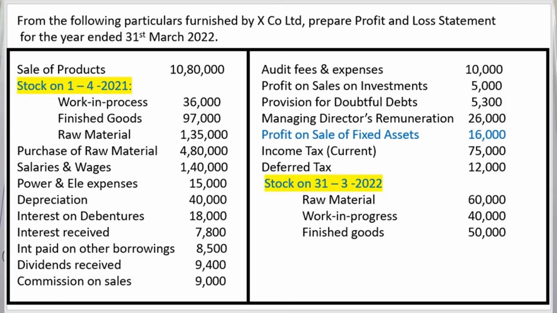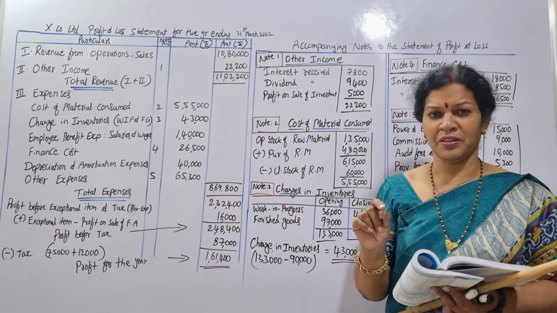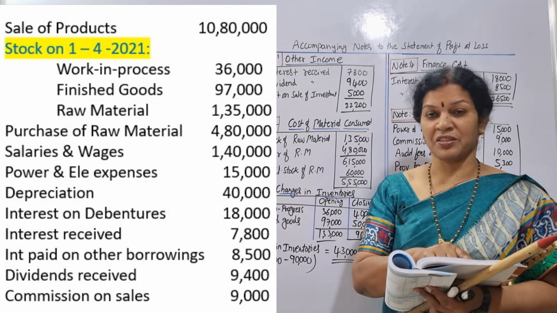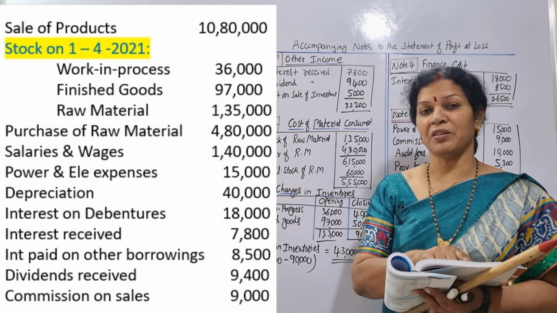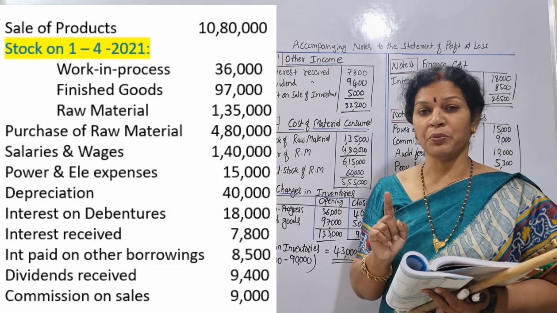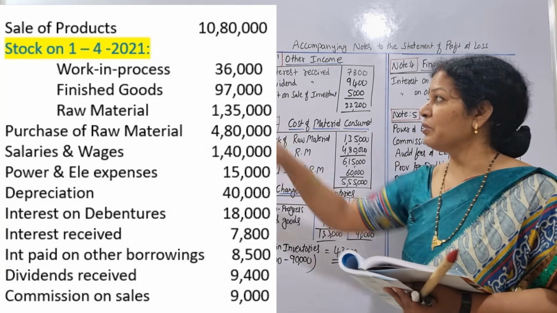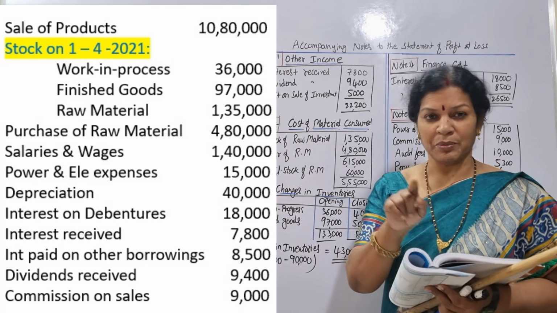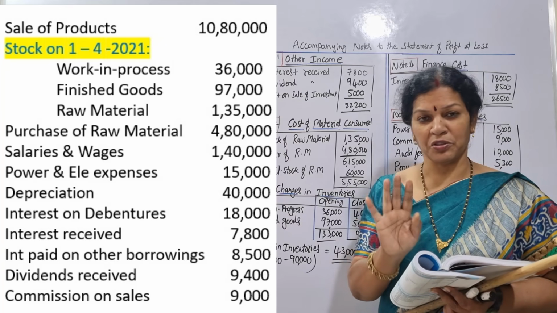Now the problem is: from the following particulars furnished by X and Company Limited, prepare the profit and loss statement for the year ended 31st March 2022. We will read each and every transaction and discuss where it comes. First one is sale of products. Sale of products in the profit and loss statement always comes under revenue from operations. Whenever sales are given, it comes under revenue from operations, you know it.